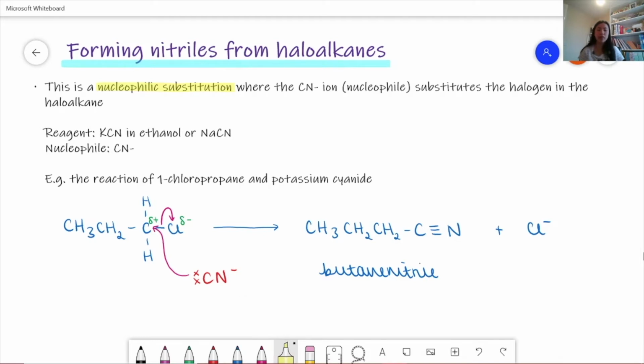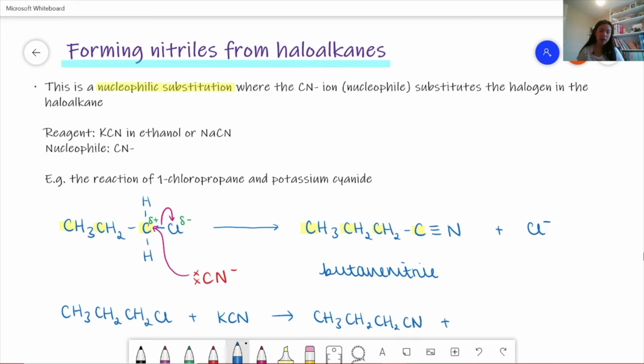And as you can see, we have 1 extra carbon. So in this nitrile, we have 4 carbons, whereas in the haloalkane, we only have 3. So we've extended the carbon chain by 1 by going through this nucleophilic substitution reaction. And so overall, what we have is CH3, CH2, CH2Cl, added with some potassium cyanide will form this butanenitrile. So CH3, CH2, CH2CN, and then we'll have potassium chloride as the byproduct.